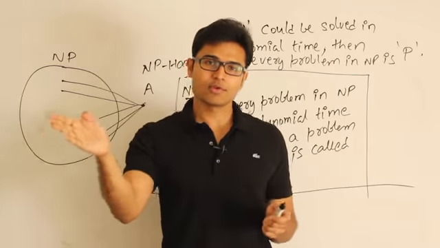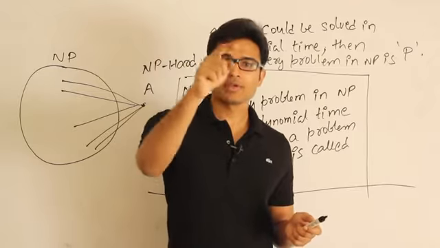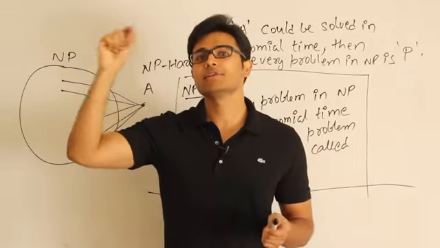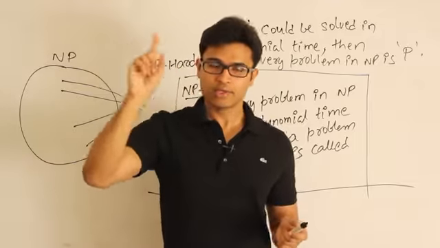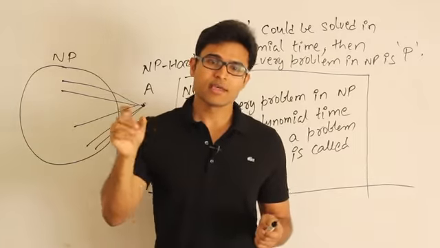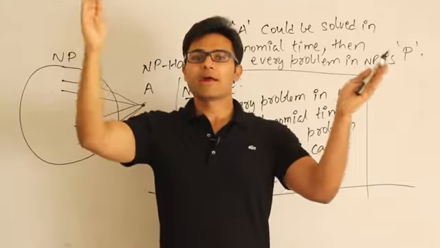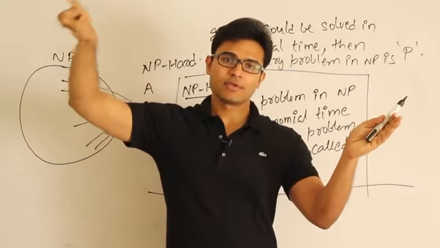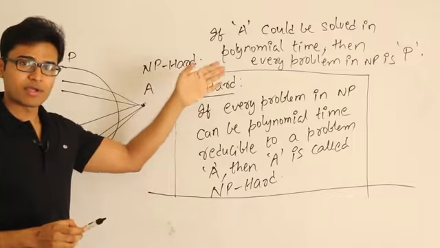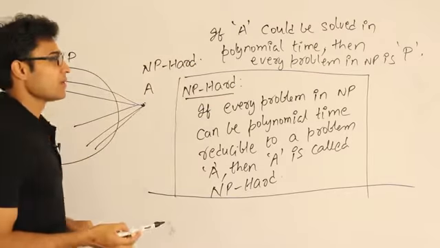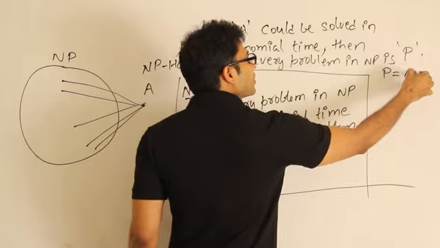The reason is you can convert every problem to that A in polynomial time and then solve that A, so that the answer to A will be the answer to this problem, right? Therefore we are able to solve all the problems in NP in polynomial time. Then what happens? Then every problem will go and sit in P. Therefore P will expand and take up the entire NP. If an NP hard problem is solved in polynomial time, then we can say that P equals NP.